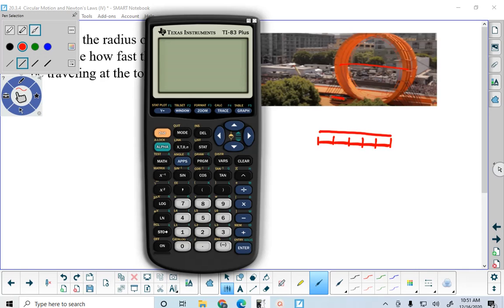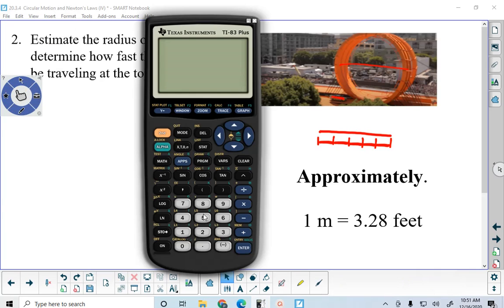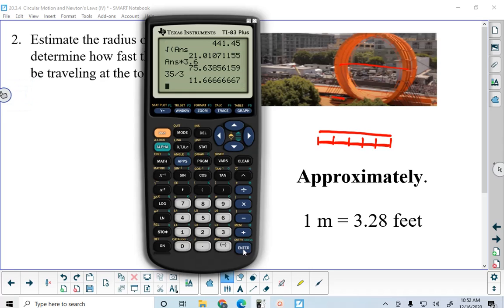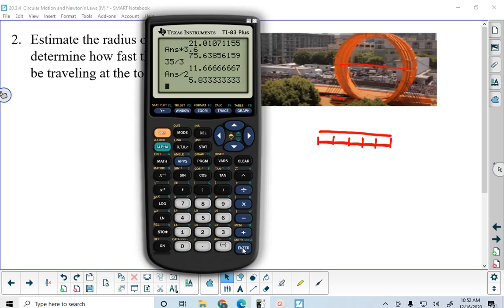There are 3 feet in a meter. So if I take 35 feet and I divide by 3, we've got a diameter of about 11.7 meters. If I divide that by 2, we've got a radius of about 5.8 meters. This is just an estimation. Okay, that's the radius. Let's call it 6 meters.